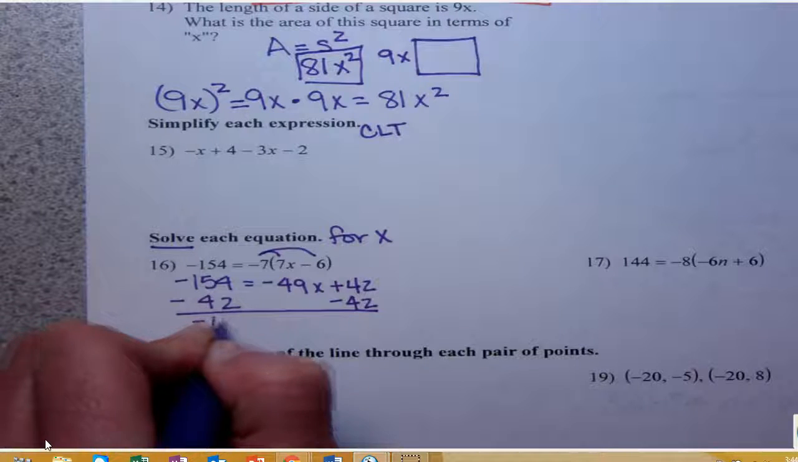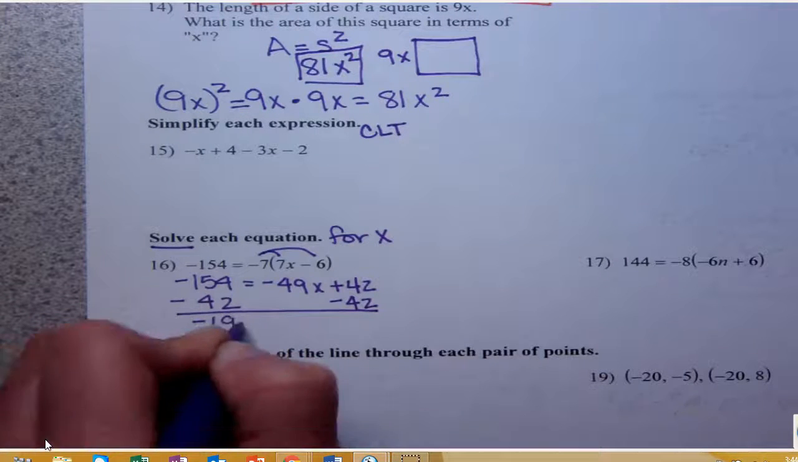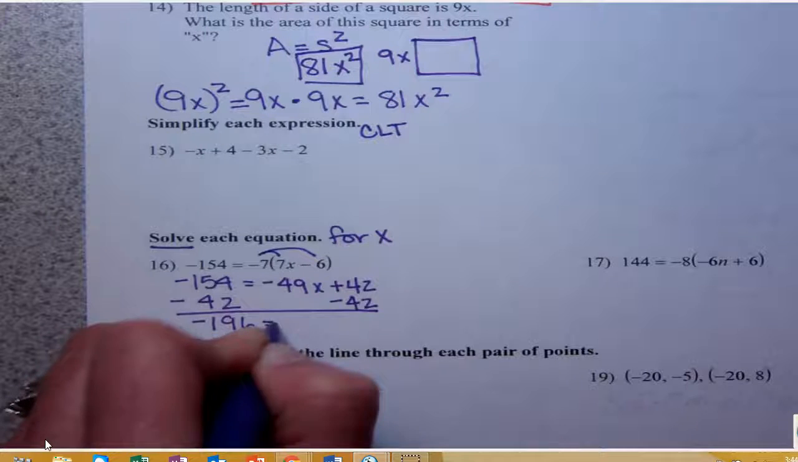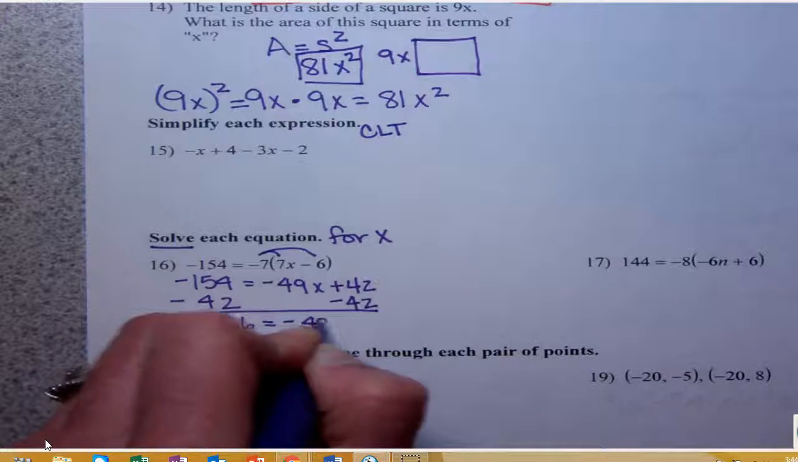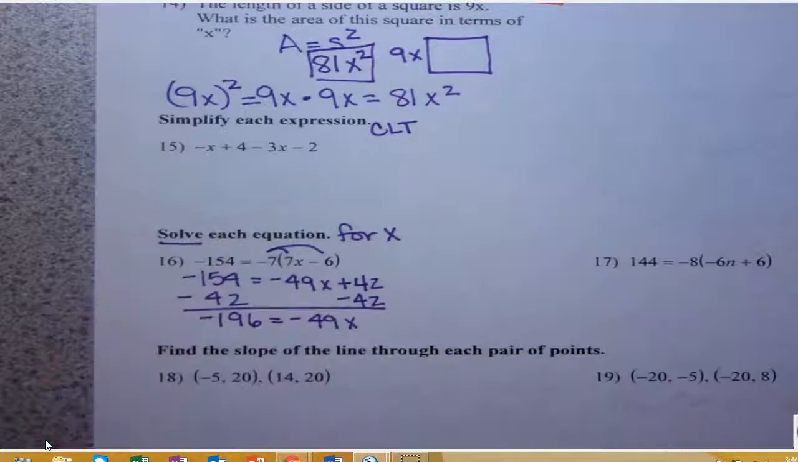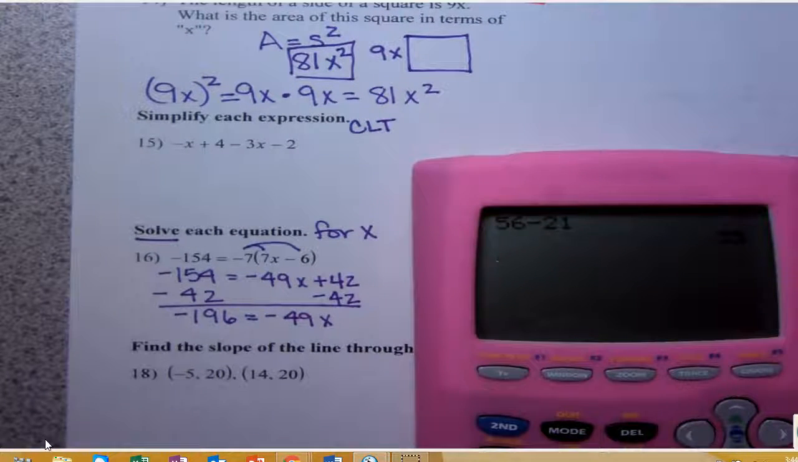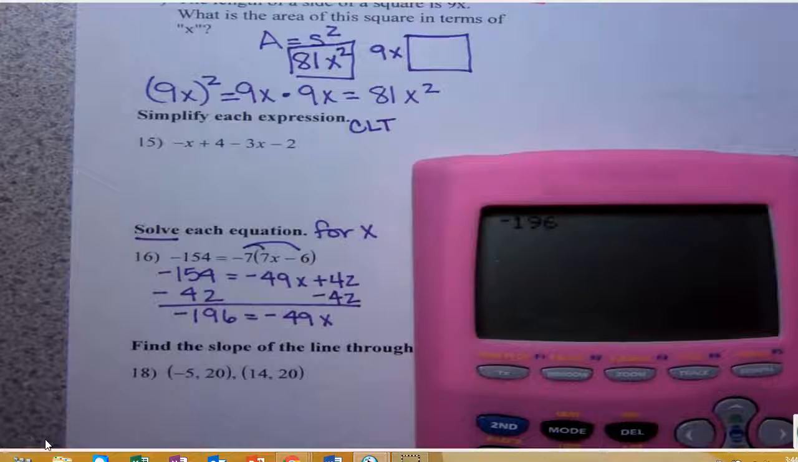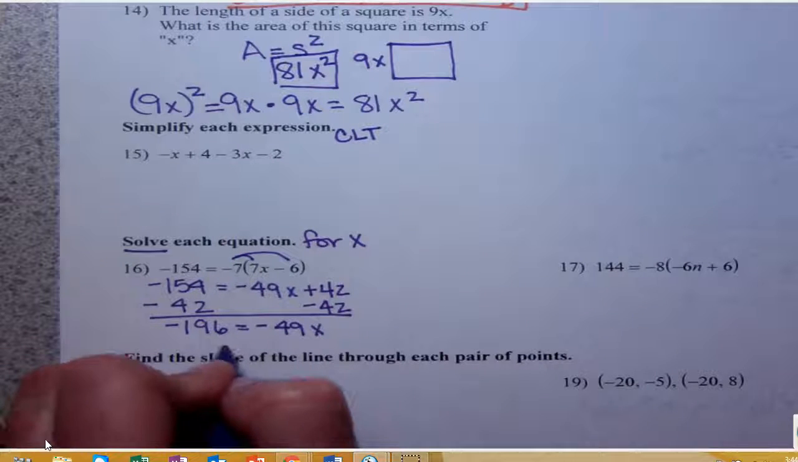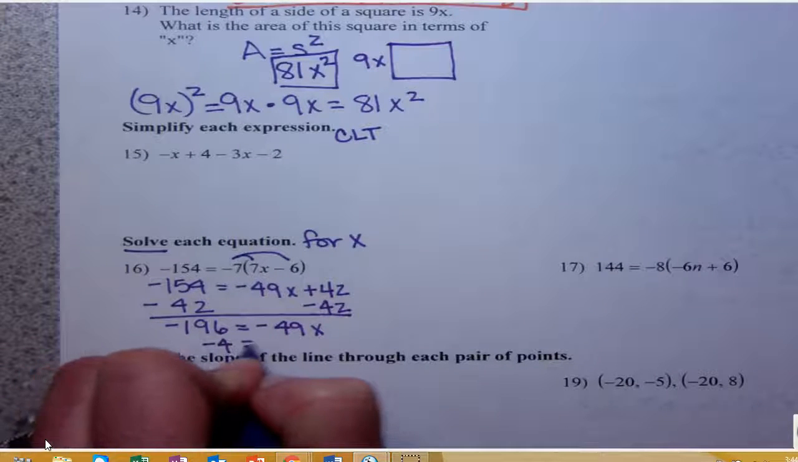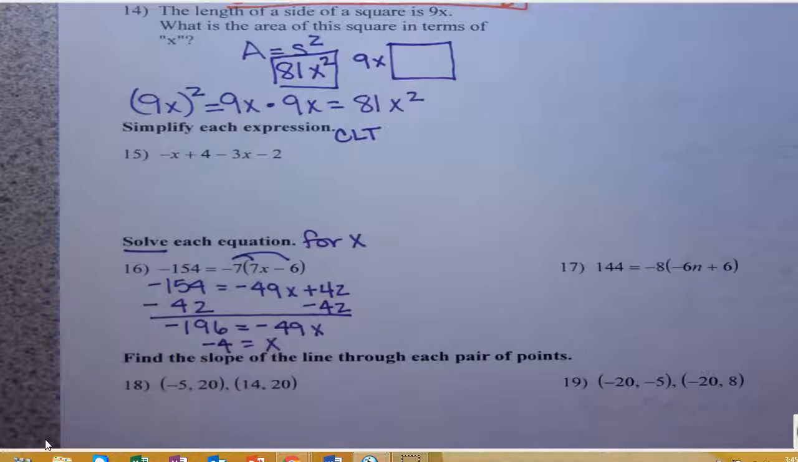I get negative 196 equals negative 49x. When I plug that into my calculator, negative 196 divided by 49, the answer is negative 4. Okay.